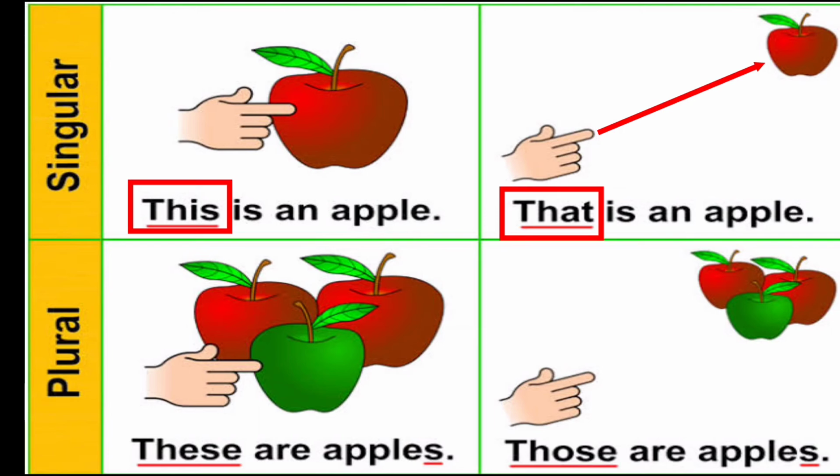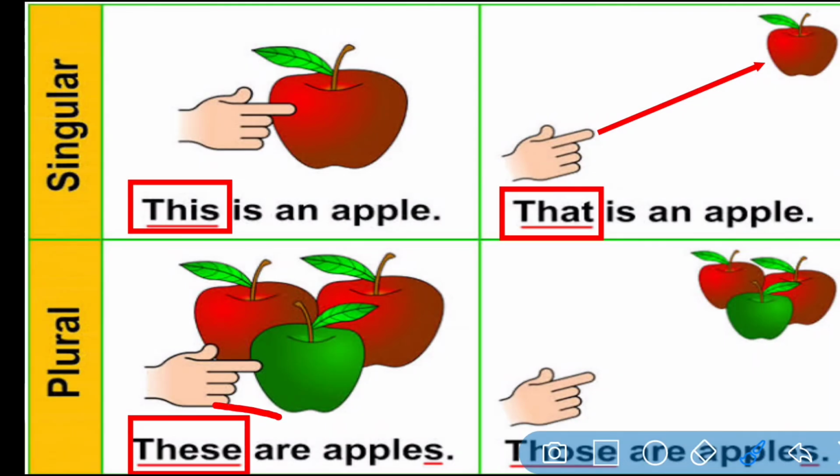Look first at the 3 apples that are near my hands, okay? These are apples. Not just apple, but apples. Why? Because it is more than 1. But very near to me, that's why I use the word these. T-H-E-S-E, these. So these are apples.